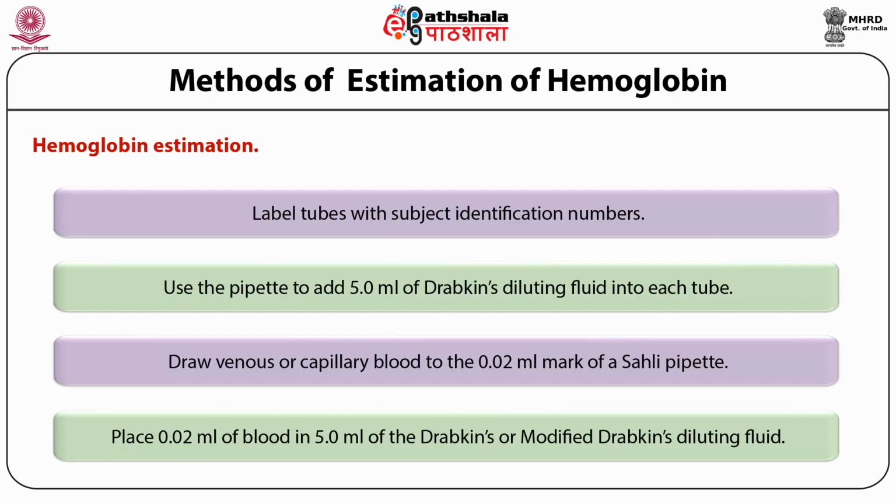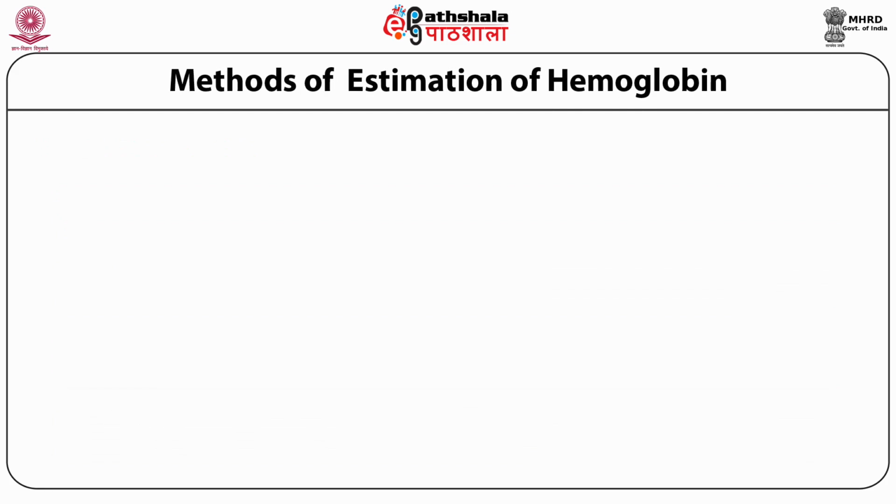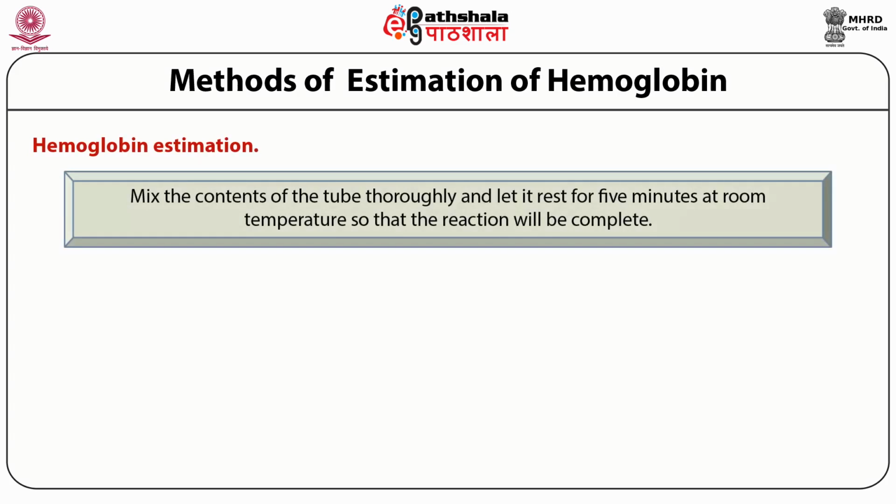Inspect the blood and diluting fluid mixture for cloudiness prior to taking the measurement. Cloudiness can be minimized by addition of a small amount of detergent to the solution. In the next step, mix the content of the tube thoroughly and let it rest for 5 minutes at room temperature so that the reaction will be complete.